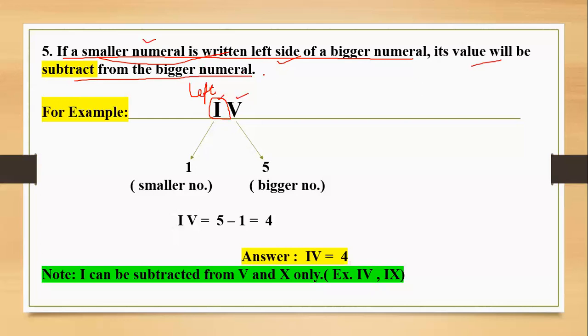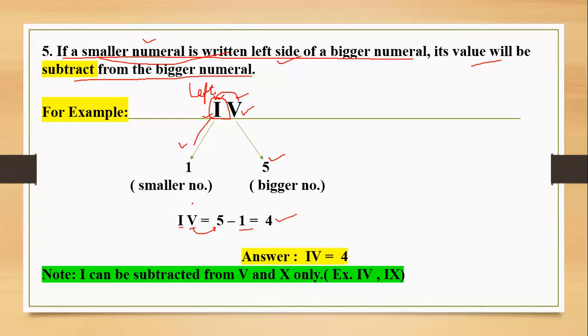Bigger with smaller number. Then we have to subtract V minus I. The value of V is 5 and the value of I is 1. Then we have to subtract the smaller number from the bigger number. We write V first, that is 5. Then I is on the left side, so we have to subtract 1. And this will give you 4.